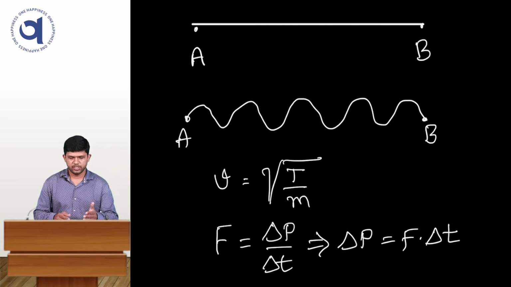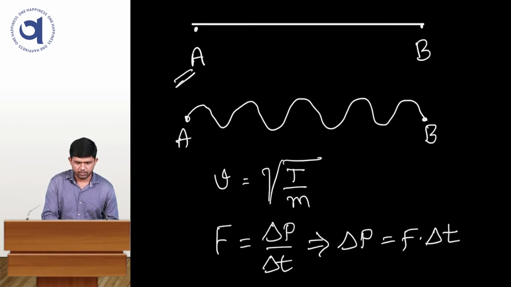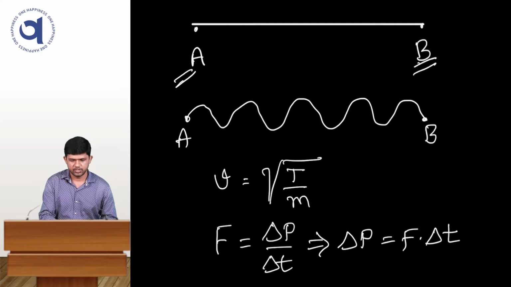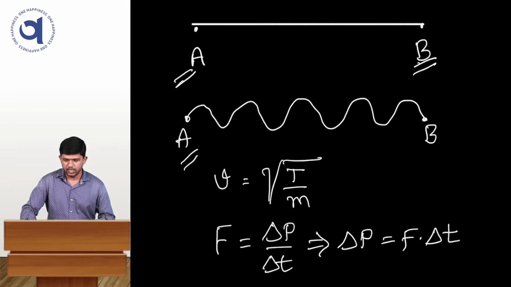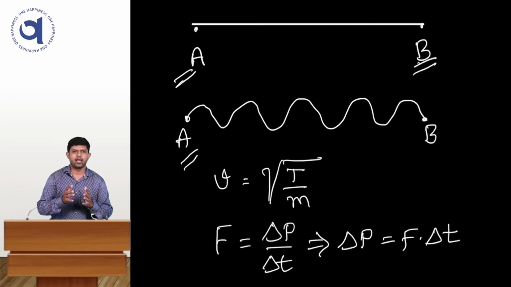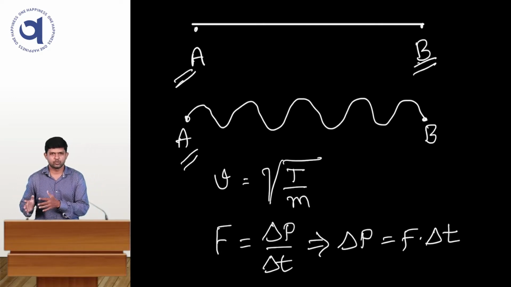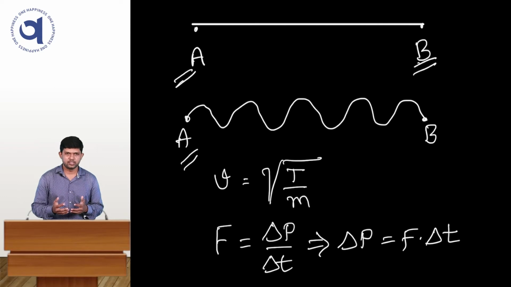Now, in this string, as we can see here, we take a very tight string which starts from A and goes to B. If I initiate a pulse at A, then the pulse will go towards B. It doesn't exactly happen this way in the case of martial arts, but we can relate this to martial arts practice.